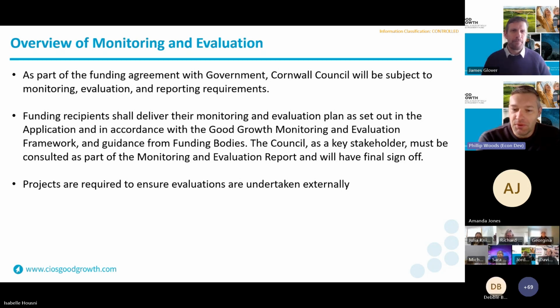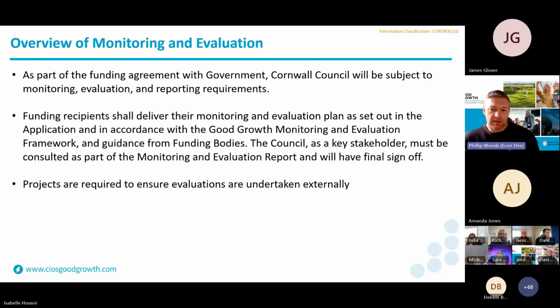That's fine. Morning, everyone. I'm Phil Woods. I'm the Good Growth Fund lead. So I'm just going to talk very quickly about some overview and monitoring evaluation points for you today. In terms of monitoring evaluation, we as Cornwall Council, and of course we're the accountable body for the funding, will be subject to requirements around monitoring, evaluation and reporting to government. So it's very much why this is on the agenda.